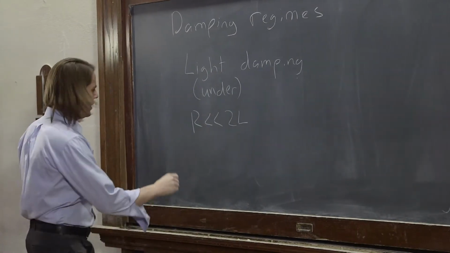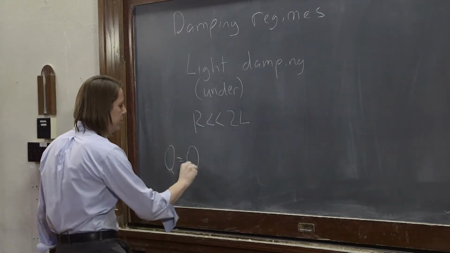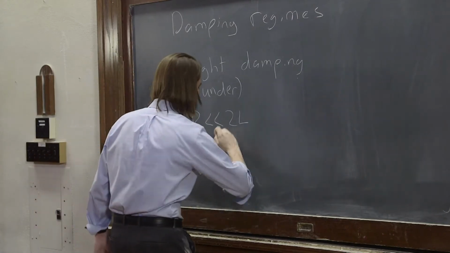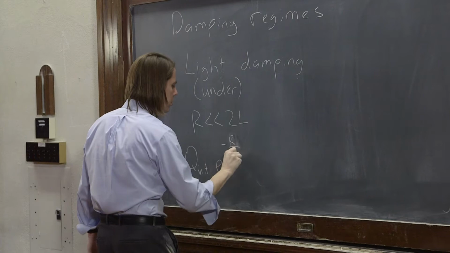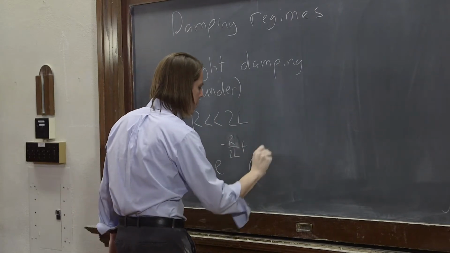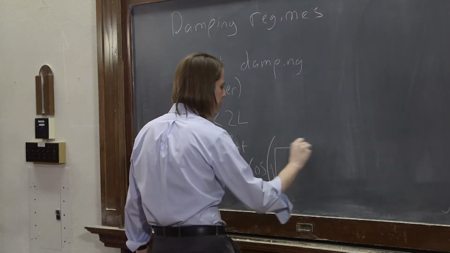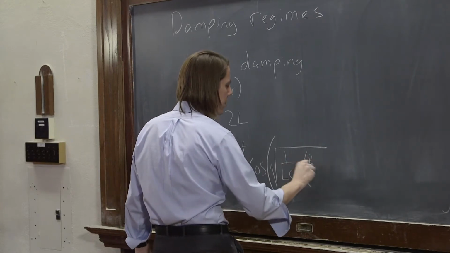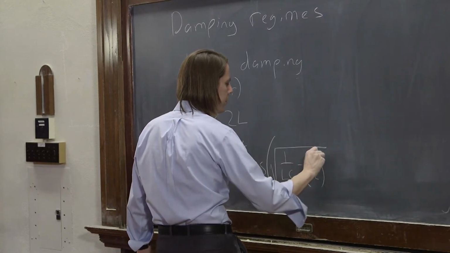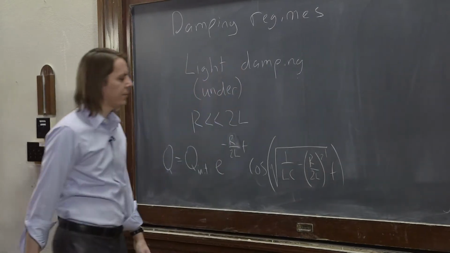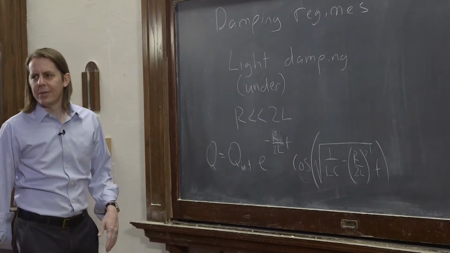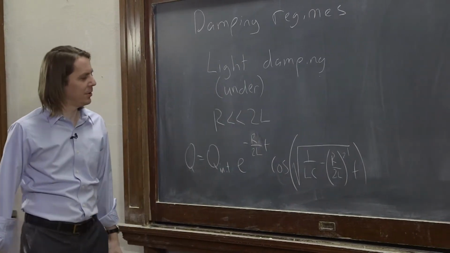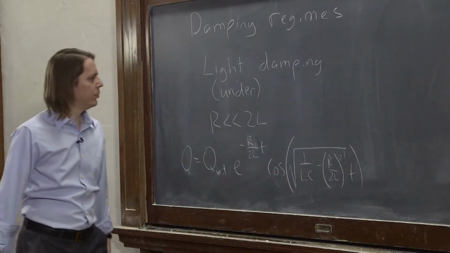From the solution, which I'll write again, Q equals Q initial e to the minus R over 2L t, cosine of the square root of 1 over LC minus R over 2L squared, t. So from this, you can see that the quantity R over 2L is pretty important. It's what's telling you how much damping there is here, how much the omega is reduced here.